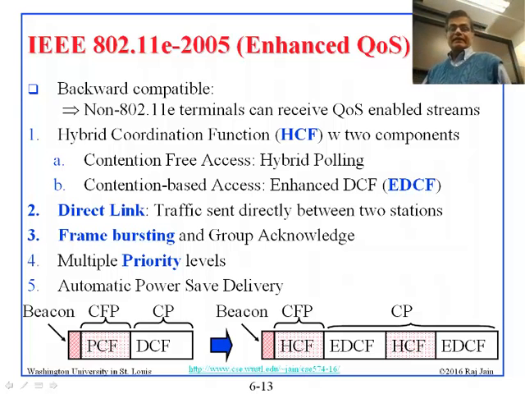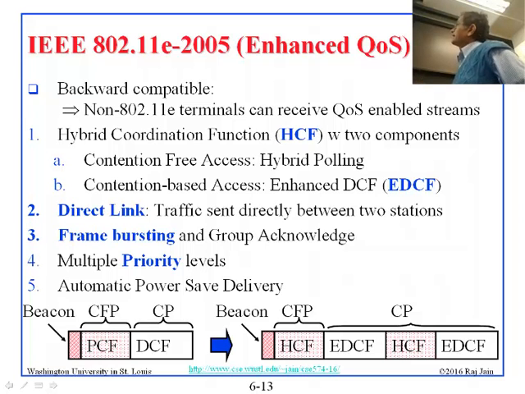And so they introduced, instead of DCF, they changed to HCF, hybrid coordination function, with two components, contention-free hybrid polling and contention-based enhanced DCF. And the DCF was changed. And I will explain a little bit as to how it was changed. DCF is that diagram that we just finished with the hatch area, right? That is the DCF, distributed coordination function.